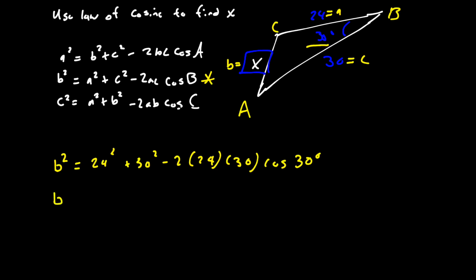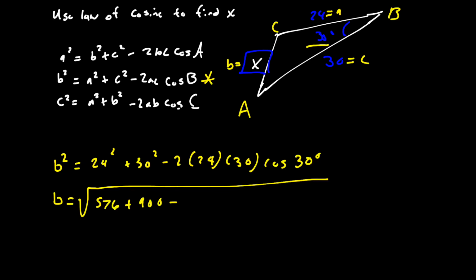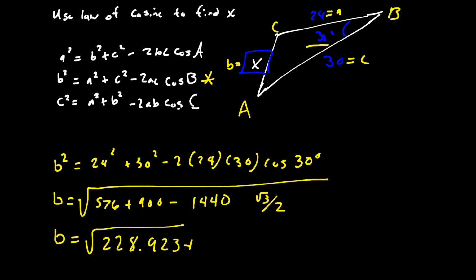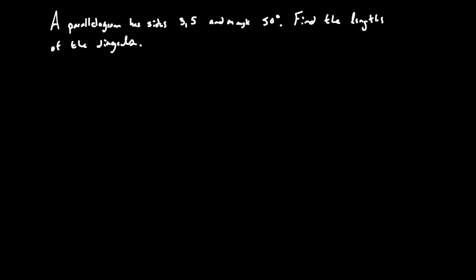Then our b is going to be equal to the square root of 576 plus 900 minus 1440 times the square root of 3 divided by 2. Simplifying this, we get b is equal to the square root of 228.9234, which gives us that this is approximately equal to 15.13021. Let's go ahead and look at one more problem.